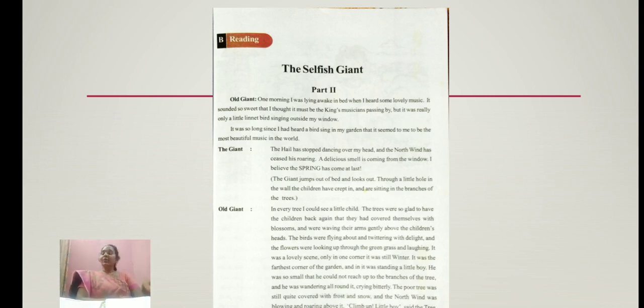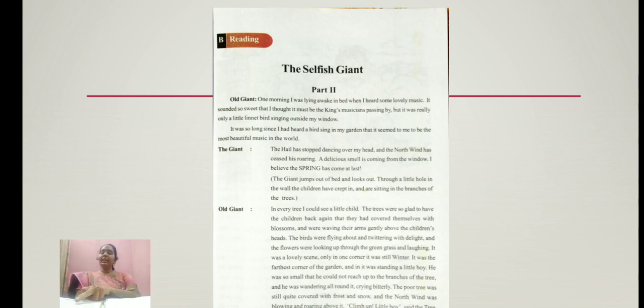Okay. The old giant. In every tree I could see a child. The trees were so glad to have the children back again that they had covered themselves with blossoms and were waving their arms gently above the children's heads. The birds were flying about and twittering with delight, and the flowers were looking up through the green grass and laughing. It was a lovely scene.